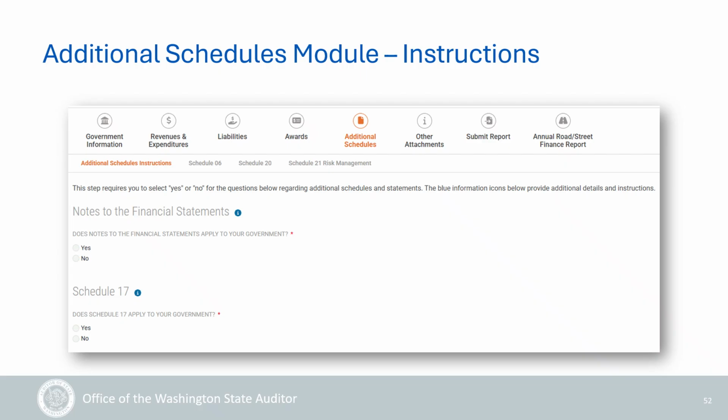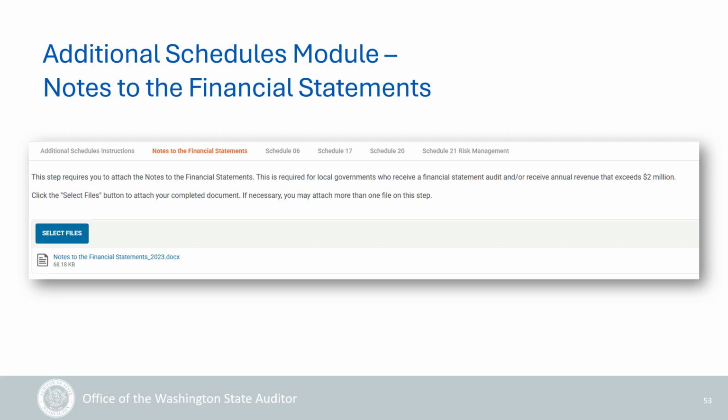We are now moving on to the Additional Schedules module, and here is where it can vary depending on what government type you're filing for. All local governments will have the first question asking if you will be attaching notes to the financial statements. The second question for Schedule 17 will only be included for cities, towns, and counties. If you selected yes, that notes to the financial statements do apply to your government, a separate step will populate for you to attach those as shown on your screen.